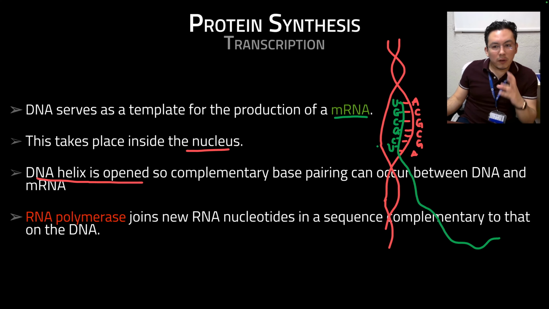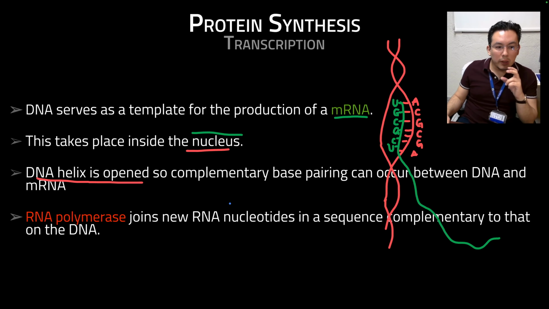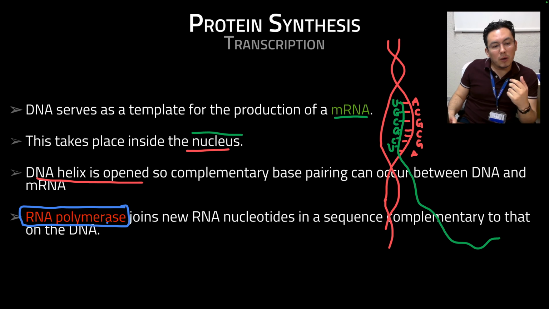But so far, we're still in the nucleus, right? So far here in the nucleus, the enzyme, or the one that is actually going to build the mRNA, is an enzyme that is called RNA polymerase. The name itself is telling you what it's supposed to be making. You may recall before we said that ASE, this ending, ASE means enzyme.